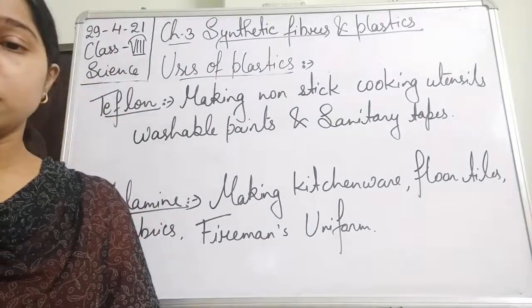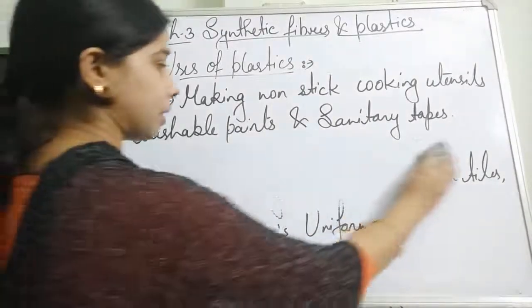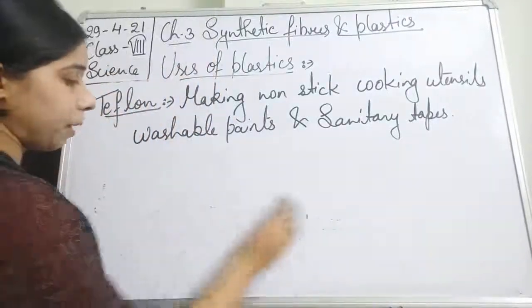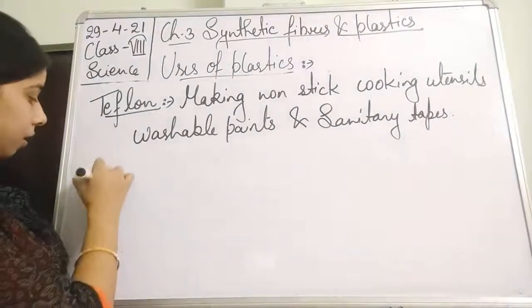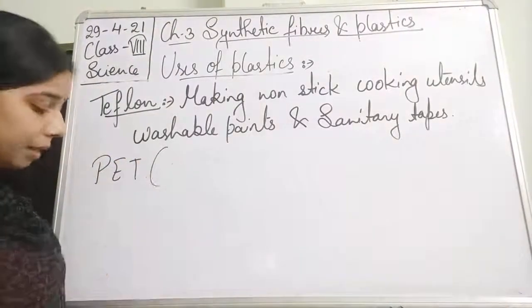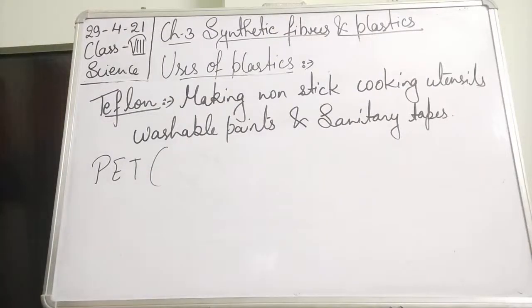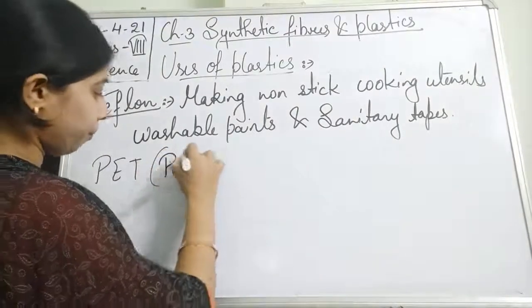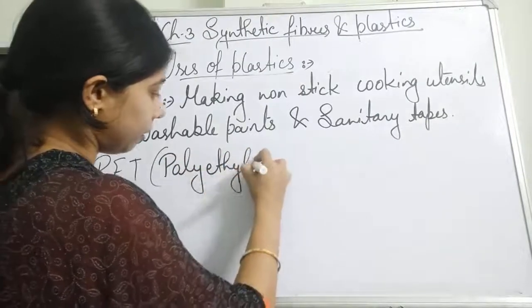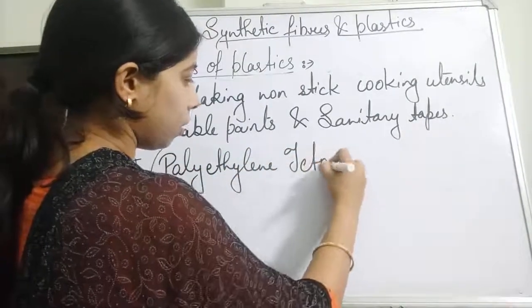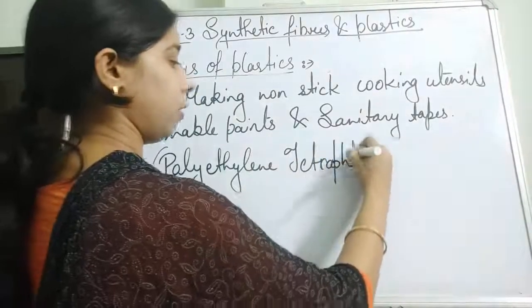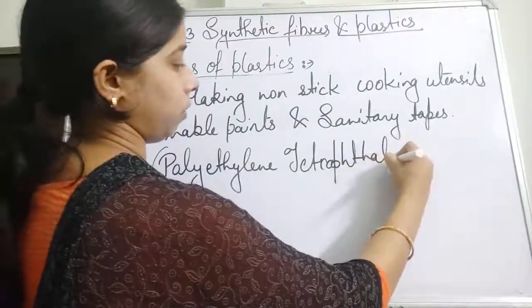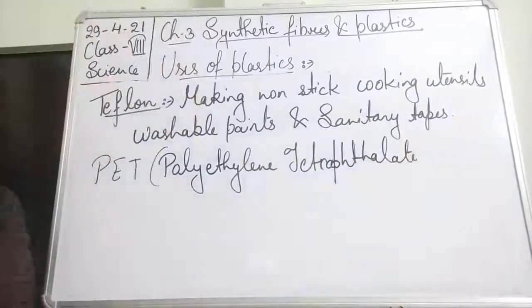Now let me give one last type of plastic which is used for making different things, and that we call PET. PET. The full form is this. PET is, students, polyethylene terephthalate.